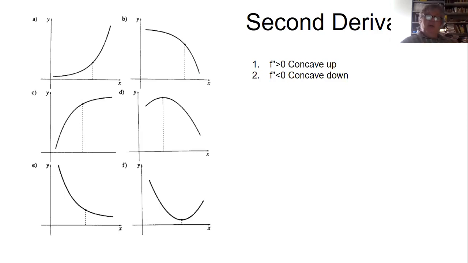But this is going to be helpful. In D we've got a nice little maximum there, where the second derivative is negative and the first derivative is 0. Here we've got a nice little minimum in F, where the first derivative is 0 and the second derivative is positive.